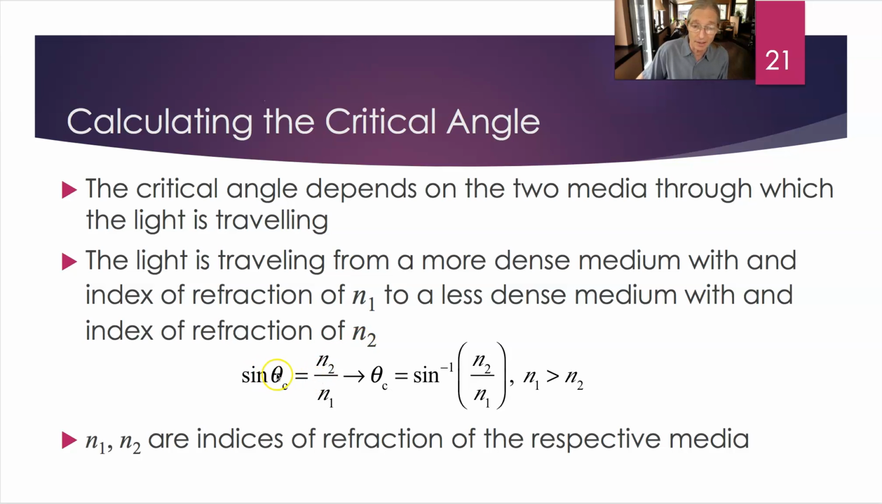So the sine of the critical angle is just equal to the ratio of the two indices. So N2 divided by N1. Okay, so sine theta equals N2 over N1. If we rearrange that, anytime we want to find an angle, we have to use the inverse of the trig function. So in this case, it's sine. So it's just going to be the inverse sine of N2 over N1.